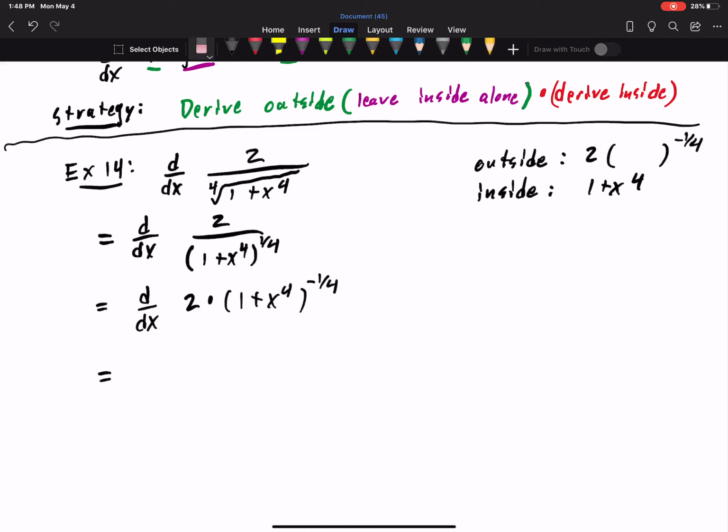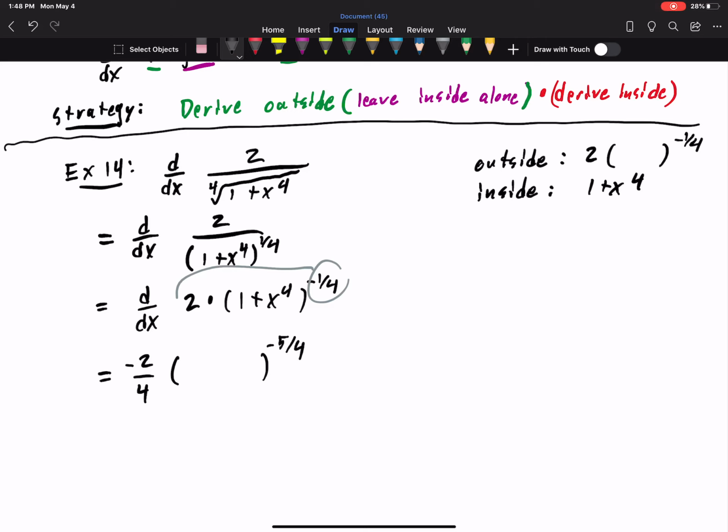So, derive the outside. You have minus 2 over 4, because I'm taking the exponent and I'm bringing it down in front and multiplying by whatever else is out there. So that gives me minus 2 over 4. Yes, that will cancel out to be minus 1/2. We'll worry about that later. Then you subtract 1 from the exponent. So that gives us minus 5/4, because you're subtracting 1 from minus 1/4.